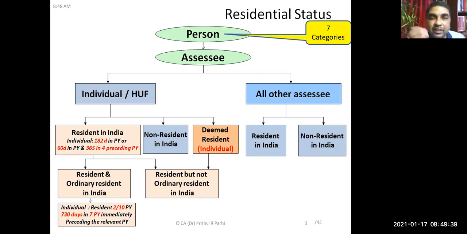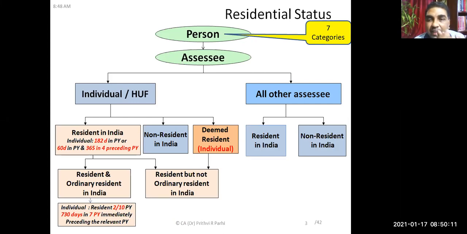The term person includes all the 7 categories of persons. And in certain situations, these persons can be called an assessee, when tax or any other sum of money is payable, or when a proceeding is going on. When the person has not complied with some of the provisions of the income tax law, that person can be called an assessee. And once he is an assessee, and tax or some other sum of money is payable, there is a need to arrive at his residential status.